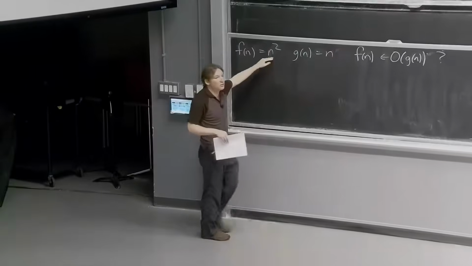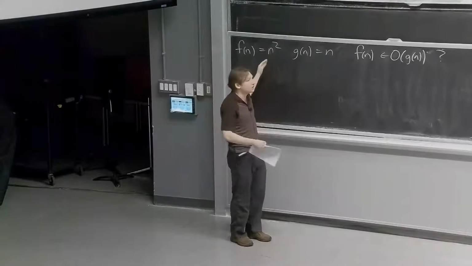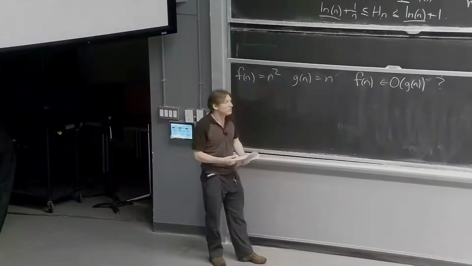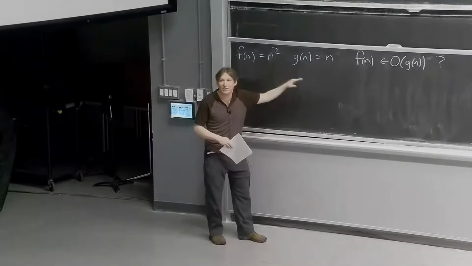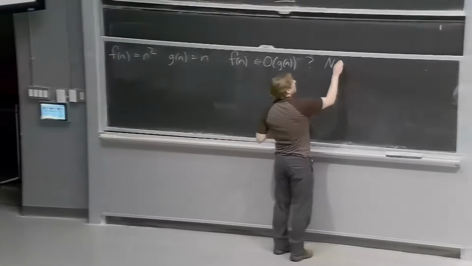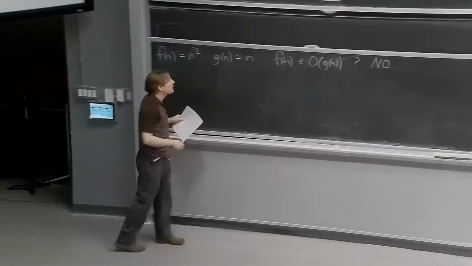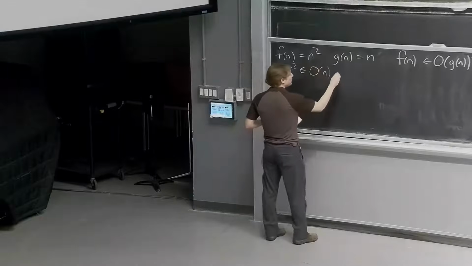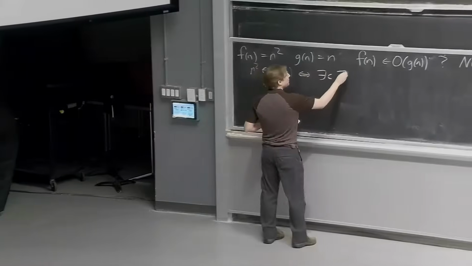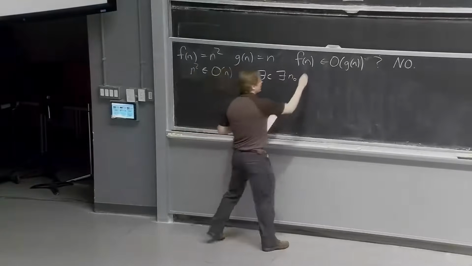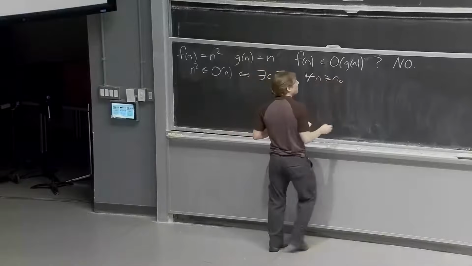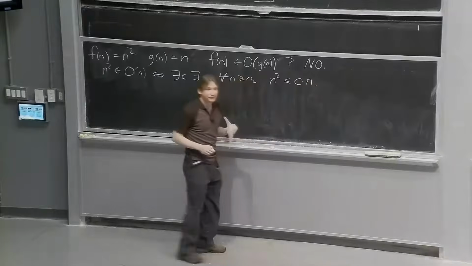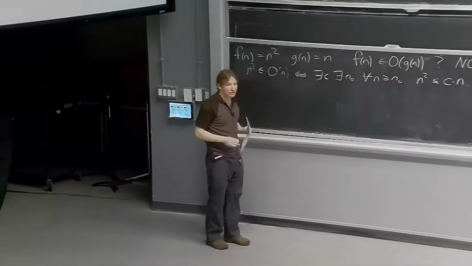An algorithm that takes n squared time certainly wants to look slower, take longer than an algorithm that takes n time. So if big O is going to be useful for algorithm comparison, we hope that this would be false. And thankfully, it is. And let's talk about why. So if n squared were in big O of n, we would need, there exists a c and there exists an n naught, so that for all n greater or equal to n naught, n squared is less equal to c times n. Right? I just wrote out the definition.